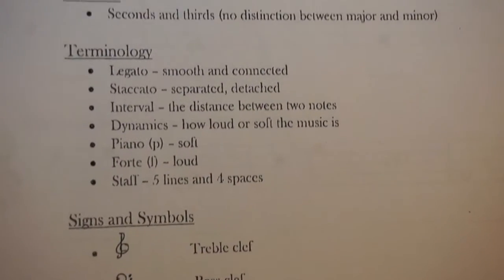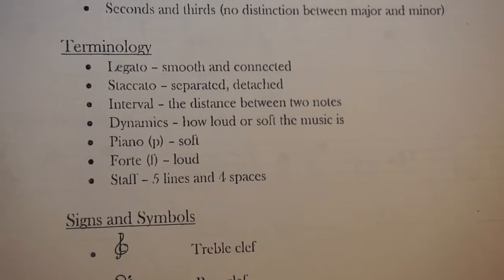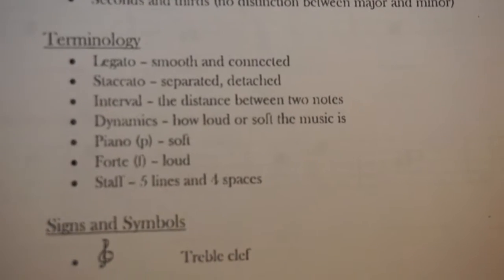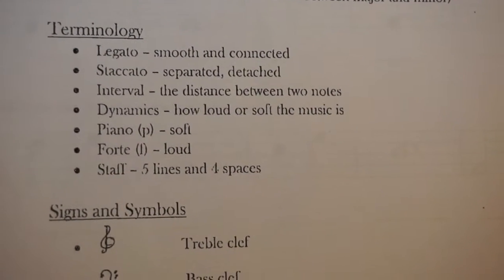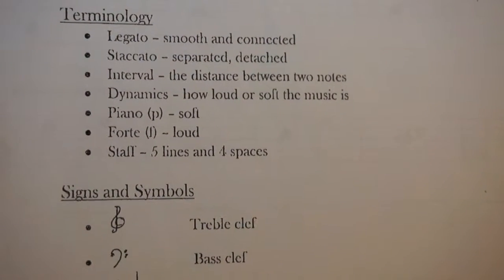And then some terminology. Legato means smooth and connected. Staccato means separated and detached. Interval is the distance between two notes. Dynamics are how loud or how soft the music is. Piano is soft, forte is loud. Staff is made up of 5 lines and 4 spaces.